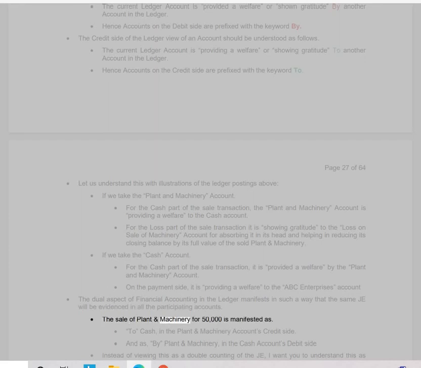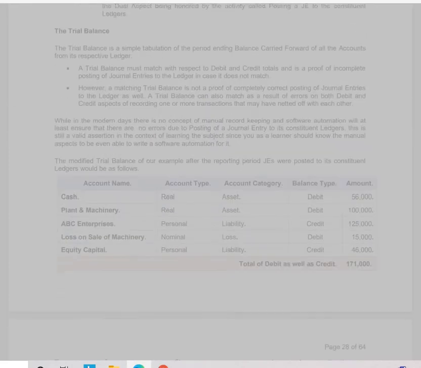The sale of plant and machinery for 50,000 is manifested as "to cash" in the plant and machinery account's credit side, and as "by plant and machinery" in the cash account's debit side. Instead of viewing this as a double counting of the JE, I want you to understand this as the dual aspect being honored by the activity called posting a JE to the constituent ledgers.